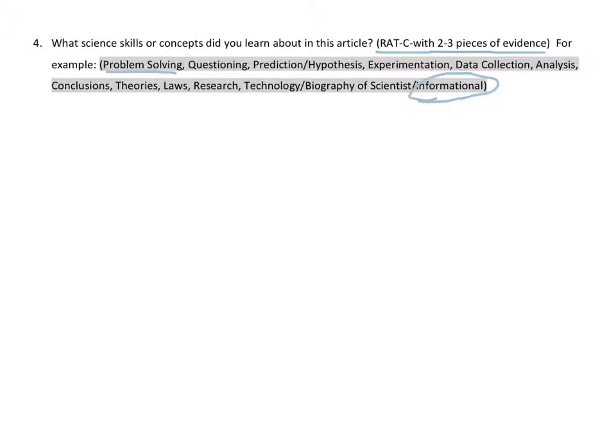However, I don't want you to use informational if you can at all help it. Informational is kind of the backup plan. I would prefer that you use maybe problem solving or even questioning. Your article might begin with asking a question such as, where do microorganisms live the most on your skin? Again, that's asking a question that it's going to investigate.